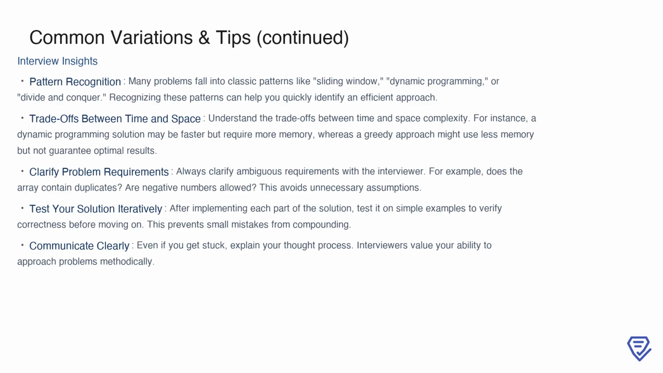It's also crucial to clarify any ambiguous requirements with your interviewer. Details like whether duplicates are allowed or how to handle negative numbers can significantly influence your solution. As you code, test iteratively. Verifying each part of your solution with simple examples ensures correctness and prevents errors from cascading. Finally, clear communication is key. Even if you're stuck, articulate your thought process. Interviewers value a methodical approach as much as the final answer.